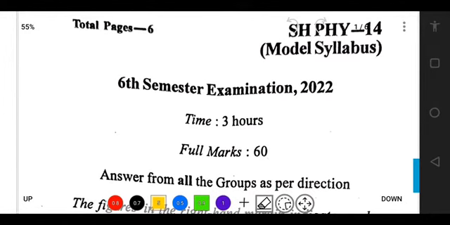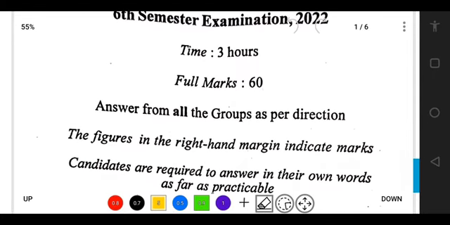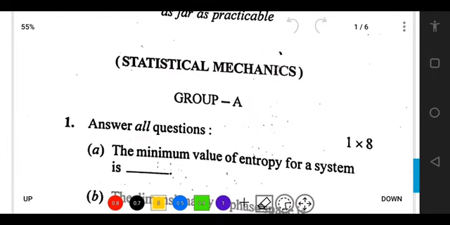Today in this video, I will provide you the sixth semester examination of 2022, that is Physics Honors. This is the paper on Statistical Mechanics. This is Group 1, Group A, the bit questions.